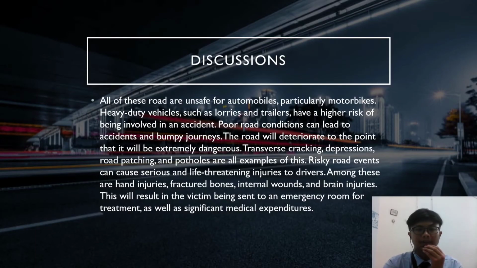So the last part is discussion. All of these roads are unsafe for automobiles, particularly for motorbikes. Heavy-duty vehicles such as lorries and trailers have a higher risk of being involved in an accident. Poor road conditions can lead to accidents and bumpy journeys. The road will deteriorate to the point that it will be extremely dangerous. Transverse cracking, depressions, road patching, and potholes are all examples of this.